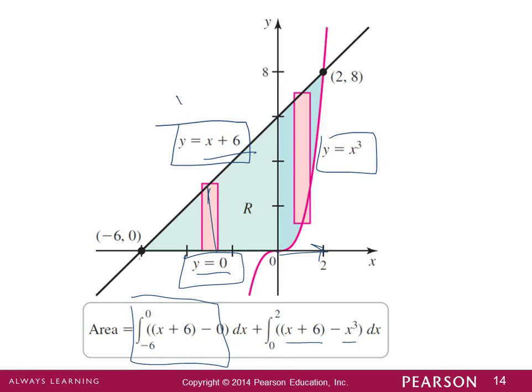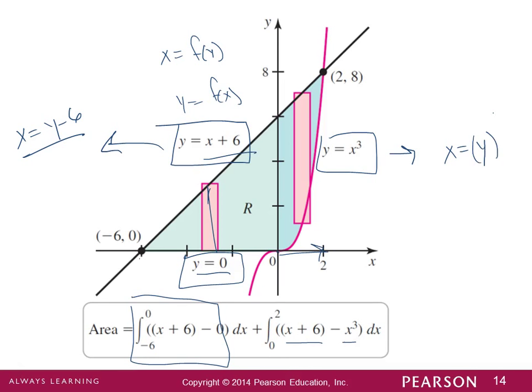If this is y equals some function of x, we need to flip it to say, well, what is x as a function of y? Well, let's just solve for x. So that would turn into x equals y minus 6. So there's our one function, and then to solve for x here, we would have x equals y to the 1/3, or we could say the cube root of y, either way. So the 1/3 or the cube root, they both work.